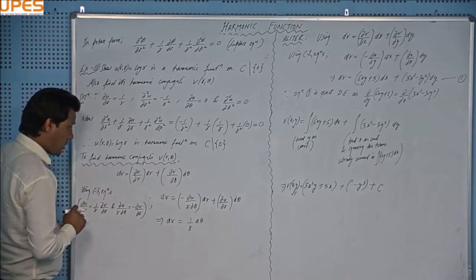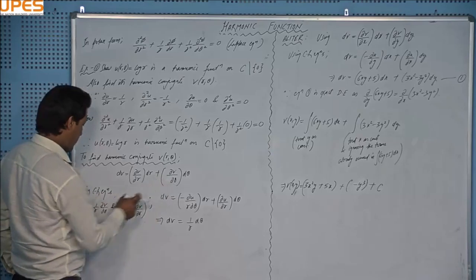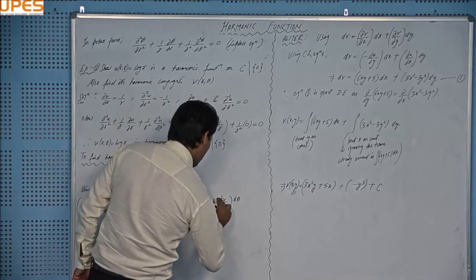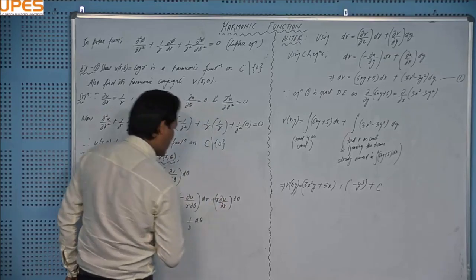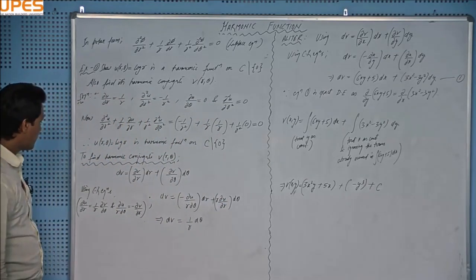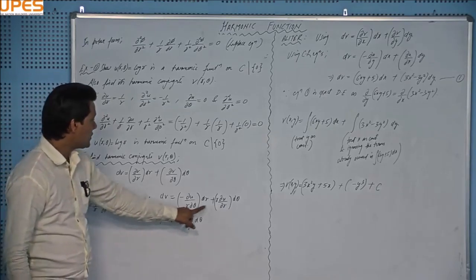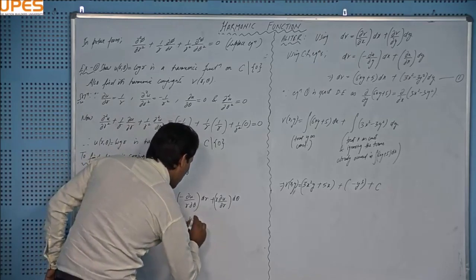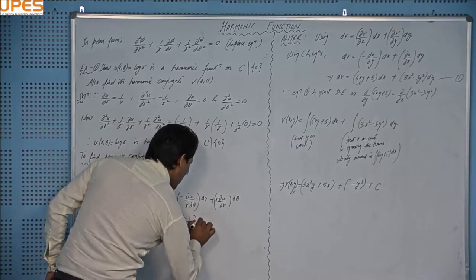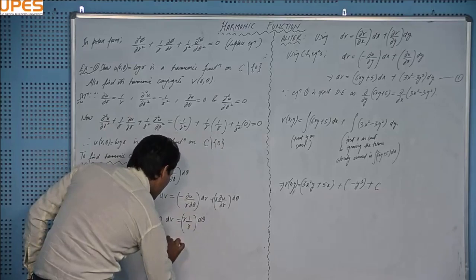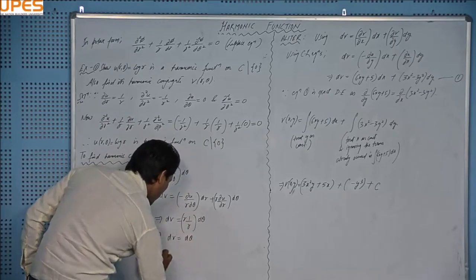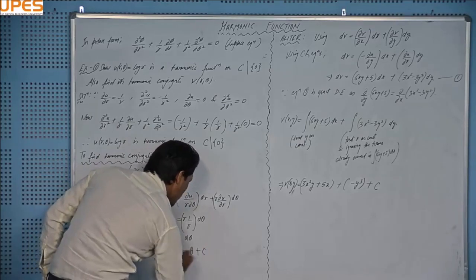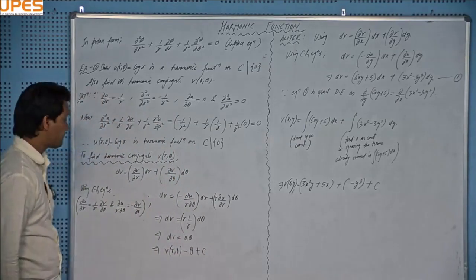Okay, and now here I will have del v by del theta is equal to r multiplied by this thing. Then the value of this is 0 and the value del u by del r is 1 by r, and that is actually equal to 1 by r into r d theta. That will give me dv equal to d theta, and on integration that will give me v as a function of r and theta is equal to theta plus c. C is a constant of integration, right?